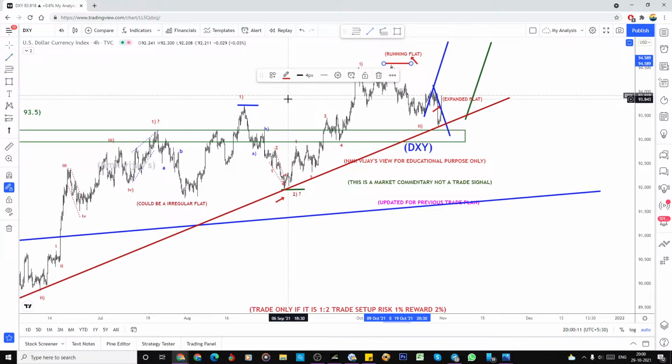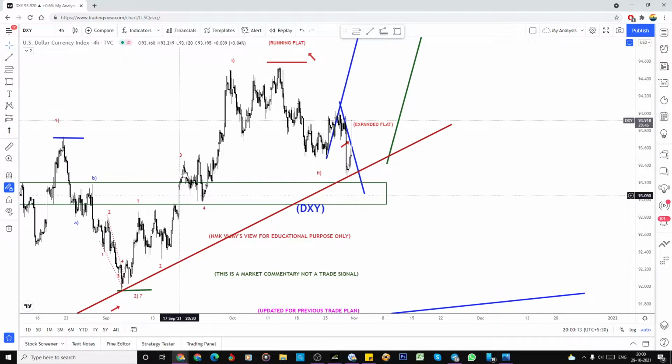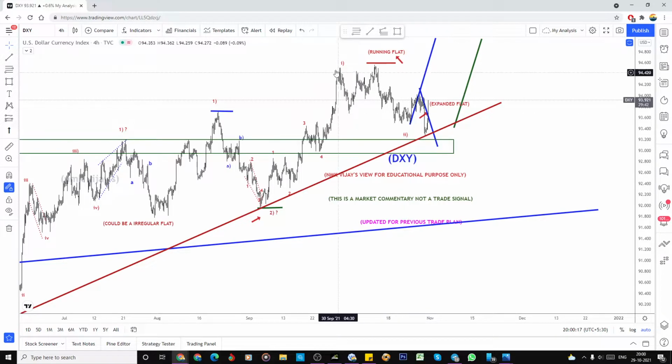In the previous count, what I did is 1, 2, 3, 4, 5, and this is the wave 1, and I took this as an expanded flat. Now I come to the conclusion, so this is the end of the wave 1. So I will remove all those things.